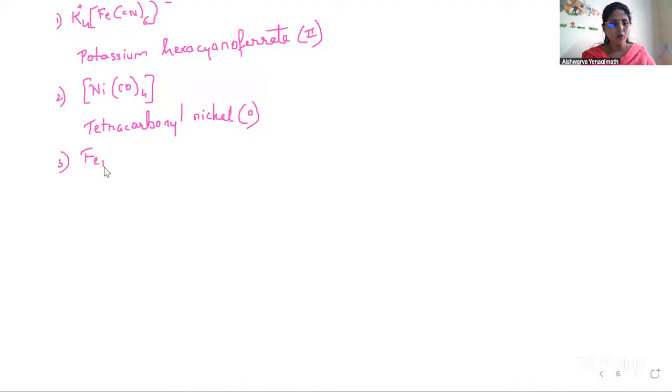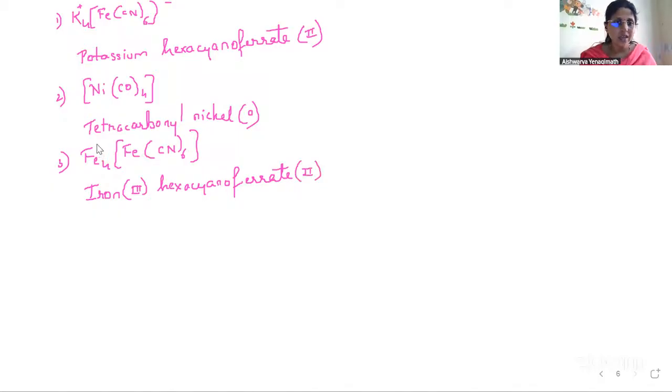Next, Fe4 [Fe(CN)6]3. So how do you write the name? This is positive ion. So Fe will be written as iron. Positive ion is written as it is. Iron, oxidation state here is 3. Then complex ion hexacyano. Here I cannot write iron. I'll write it as ferrate and its oxidation number is 2. So see here, this Fe is having plus 3 oxidation state. This is having plus 2 oxidation state. Okay, fine.